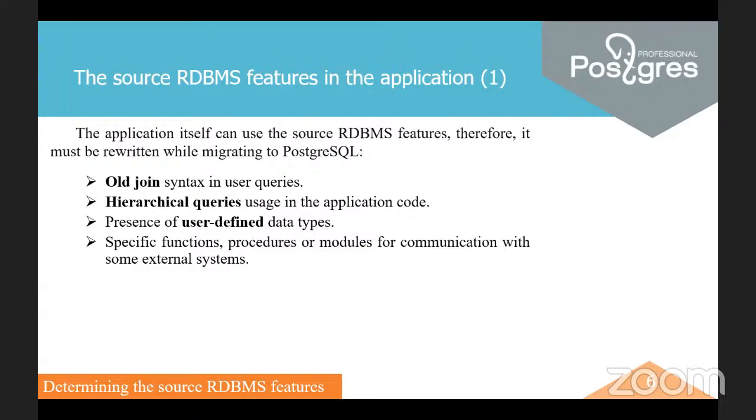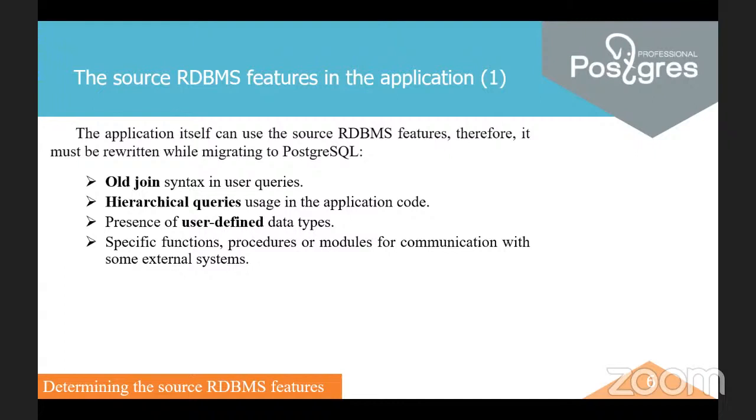The second point here is hierarchical queries usage in the application code, such as START WITH and CONNECT BY. Use recursive common table expressions instead of this statement, but keep in mind that Oracle can terminate infinite queries by using the maximum recursion depth. Alas, Postgres doesn't provide such mechanisms, so you should test the termination conditions and make sure that there is no infinite recursive query in the application, because it's very hard to detect them. They don't stop and consume more and more disk space.